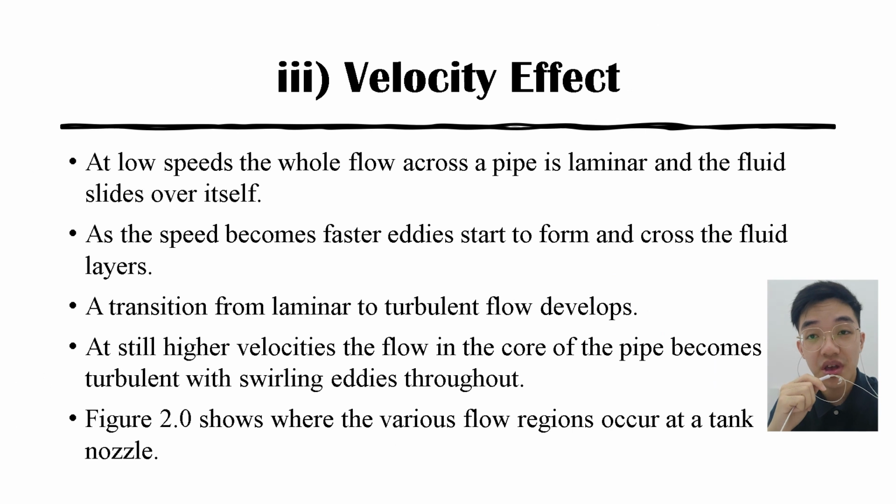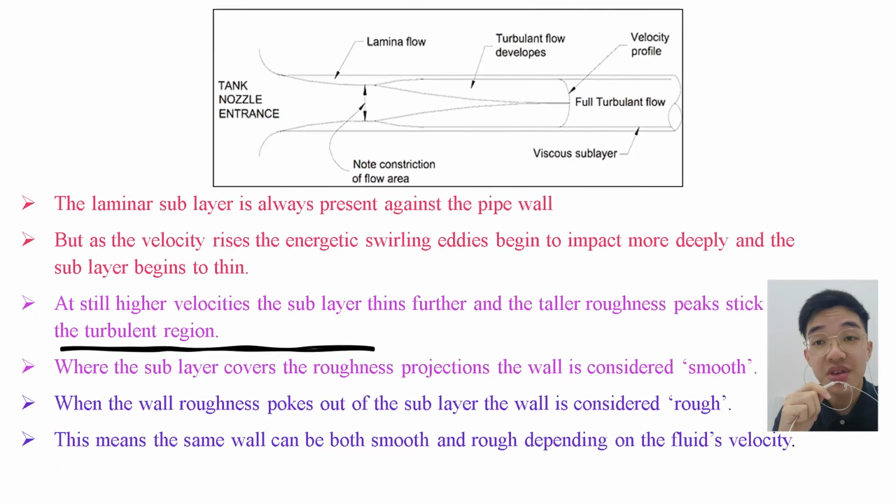As we said just now, at low speed, the flow across a pipe is laminar, and the fluid will slide over itself. As the speed becomes faster, the transition from laminar to turbulent flow will develop. The laminar sublayer is always present against the pipe wall, but as the velocity rises, the energetic stirring at this layer begins to impact more deeply and the sublayer begins to thin.